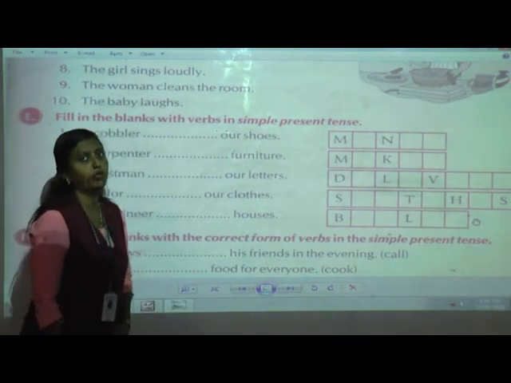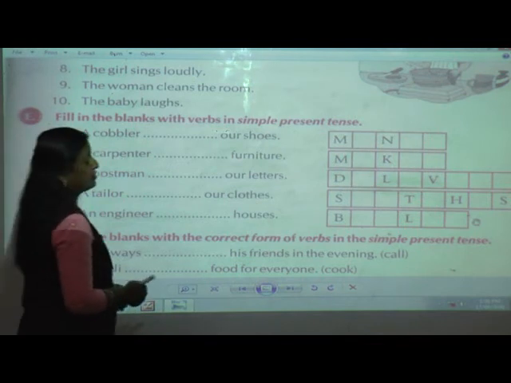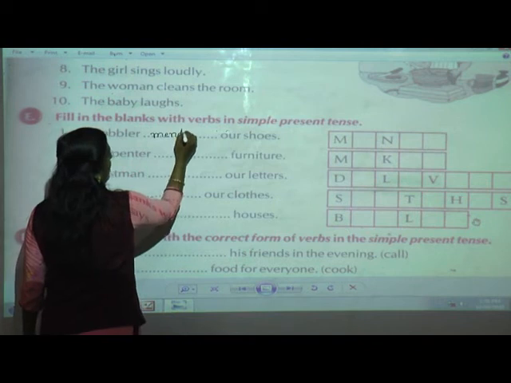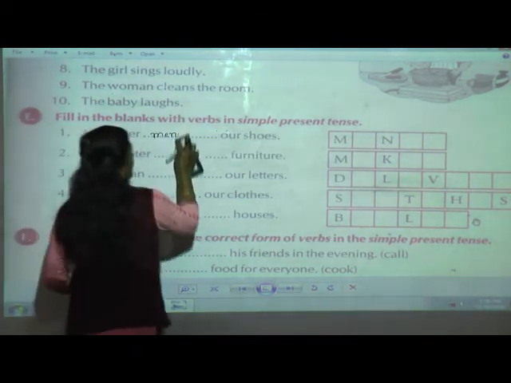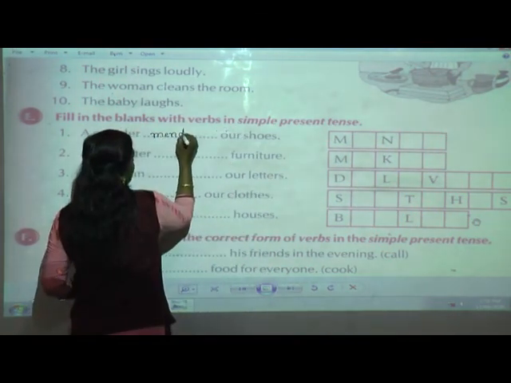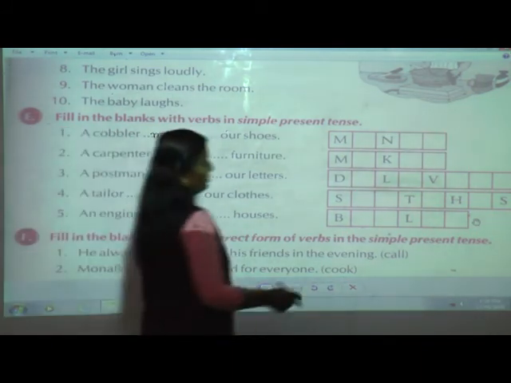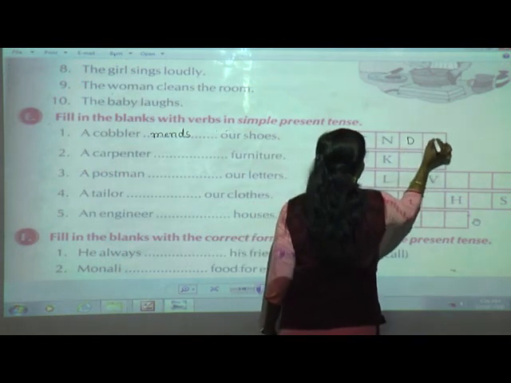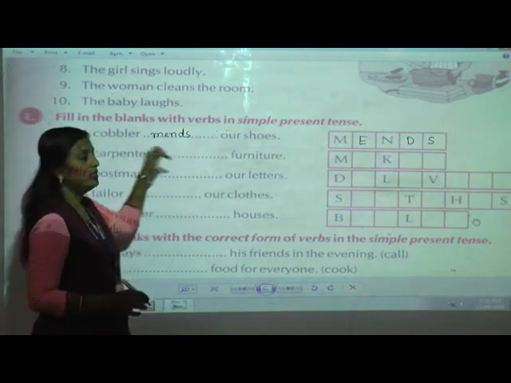Now you know what a cobbler does? What is the work or the action of the cobbler? Yes. What does the cobbler do, students? Cobbler mends our shoes. Now how will this mends come to know here? They have given a hint for us. Can you see? So with the help of that we can complete this fill in the blanks. When you are writing in these blocks, you have to write in capital letters. And when you are writing in this blank, you have to write in small letters.